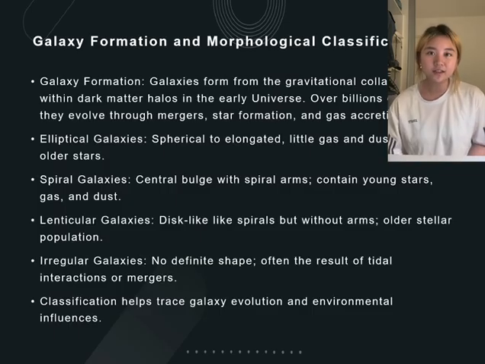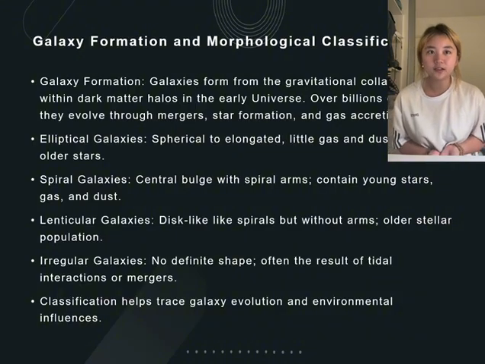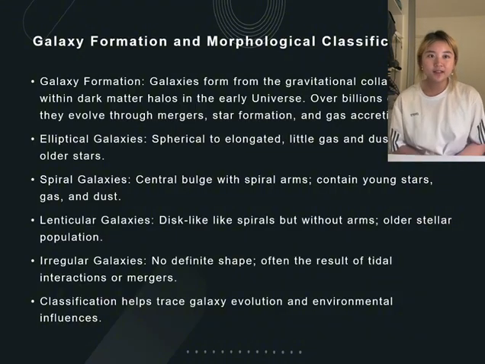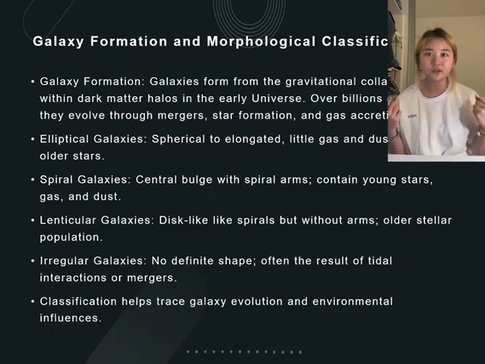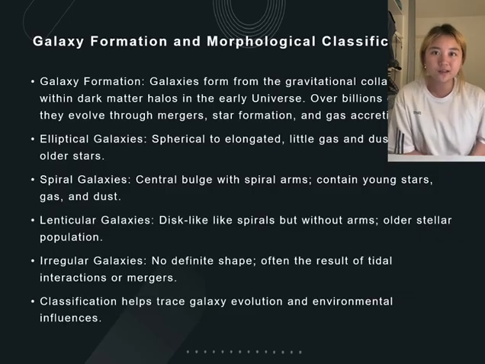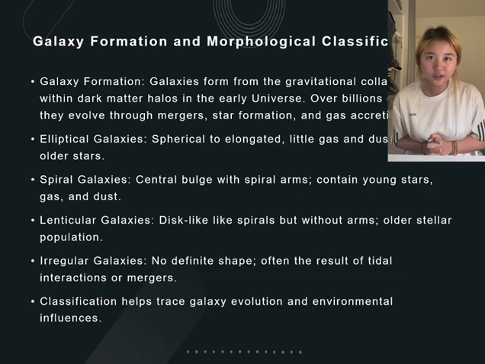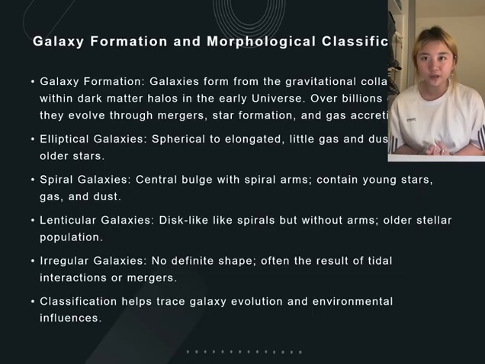To make sense of these changes, astronomers use the Hubble-Tuning Fork classification: ellipticals are smooth and old, spirals are gas-rich and actively forming stars, lenticulars are disks without arms, and irregulars are chaotic, often shaped by interactions. Understanding a galaxy's morphology helps us decode its history and environmental influences.